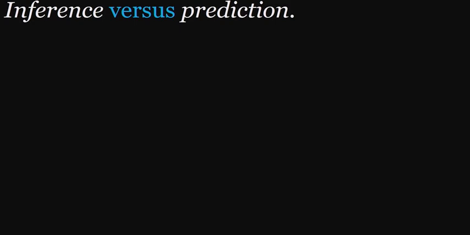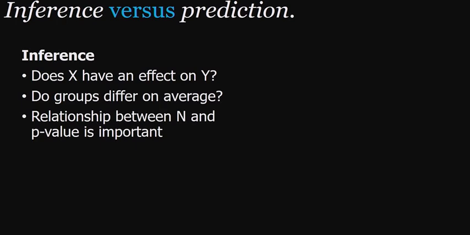And for me, there's an important consideration of comparing inference versus prediction. I give credit to Danilo Buzdock for his nice paper that really looks at this in much more detail empirically. But in brief, inference is basically, does X have an effect on Y? And we normally operationalize that by saying, do groups differ on average? And here, the relationship between the sample size and your statistical significance is really important.